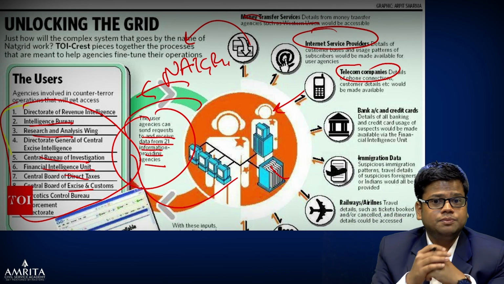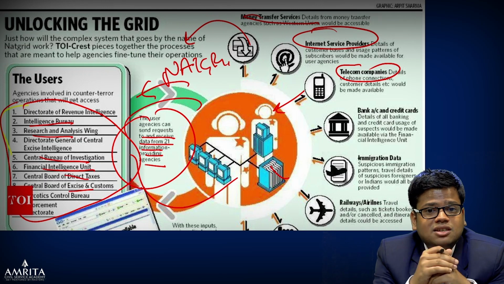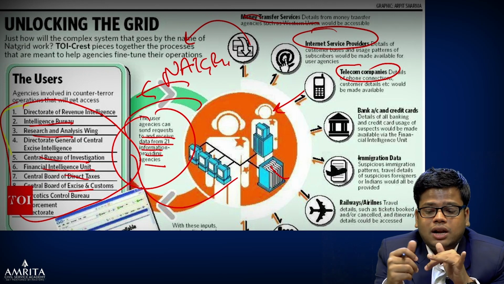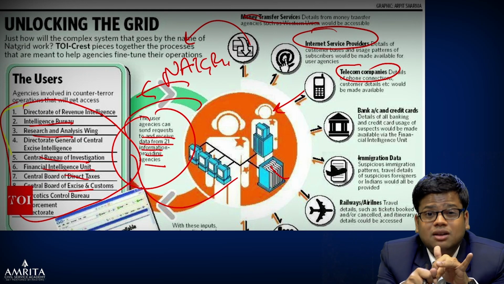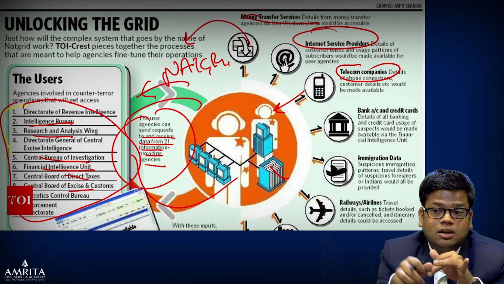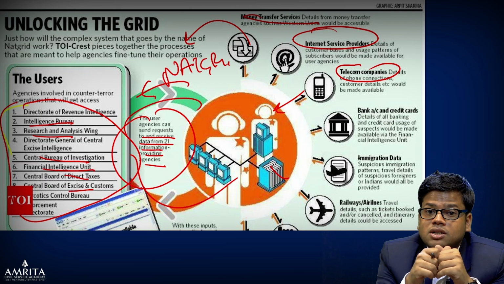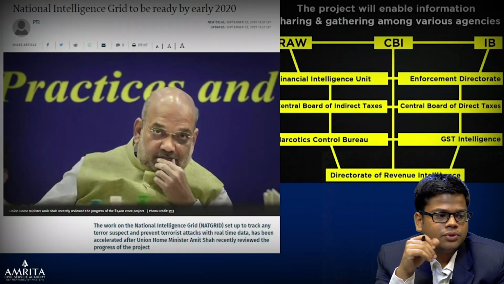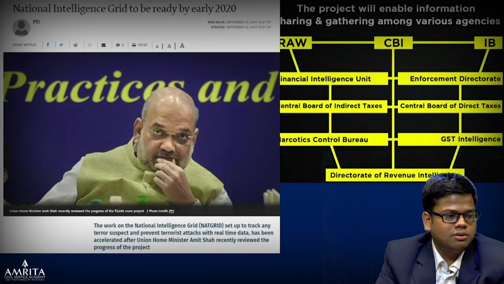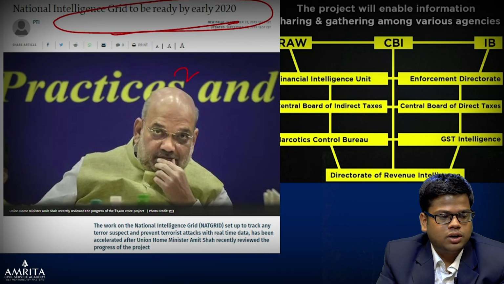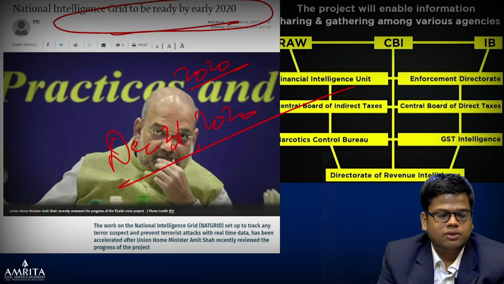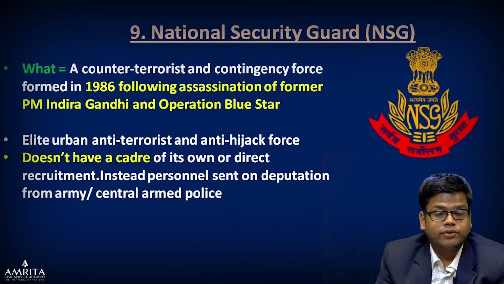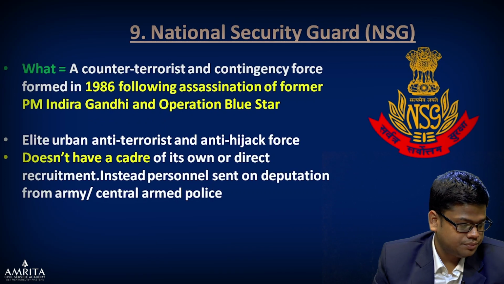Now the problem is, what are the challenges to the NatGrid? The privacy challenges, the data storage challenges, the cyber security challenges, right? So much data at one place. If it is hacked, then these are the challenges that the Centre has to ensure. But Amit Shah says that it will be ready by early 2020 and operational by December 31, 2020. It will be ready to use. It will be really key to our intelligence architecture.